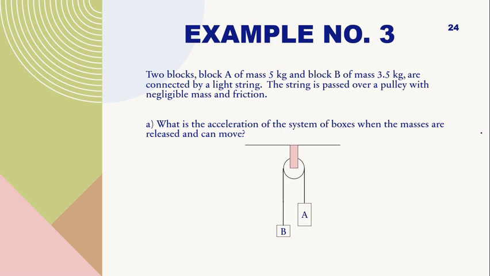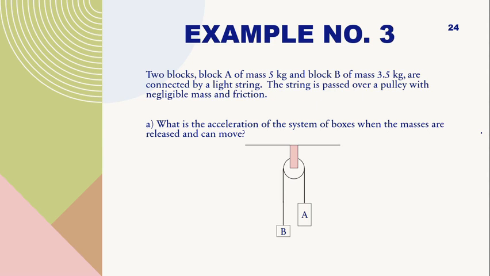Okay, example number 3. Two blocks, block A of mass 5 kg and block B of mass 3.5 kg, are connected by a light string. The string is passed over a pulley with negligible mass and friction. A. What is the acceleration of the system of boxes when the masses are released and can move?